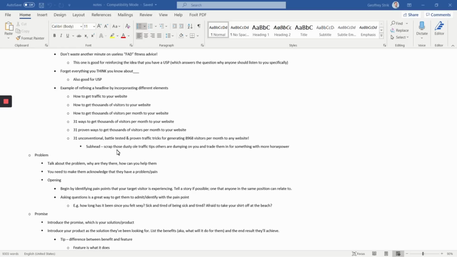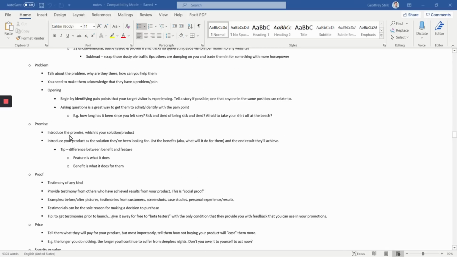Here's a subhead example: scrap those dusty old traffic tips others are dumping on you and trade them in for something with more horsepower. The problem, you need to talk about the problem. Why are they here? How can you help them? You need to make them understand that they have a problem or pain.